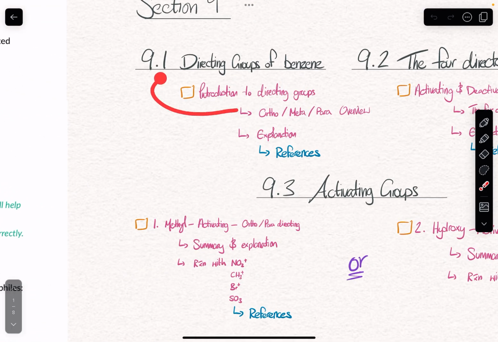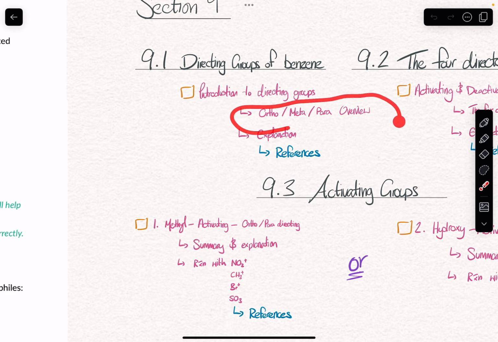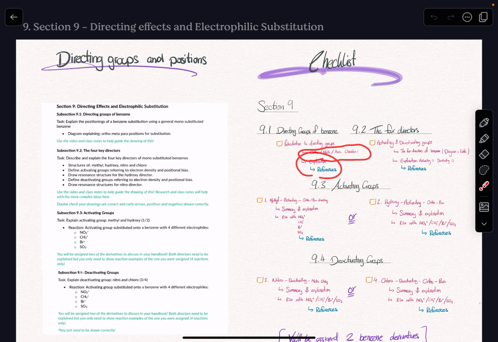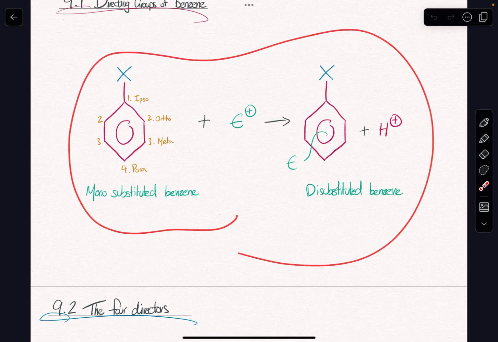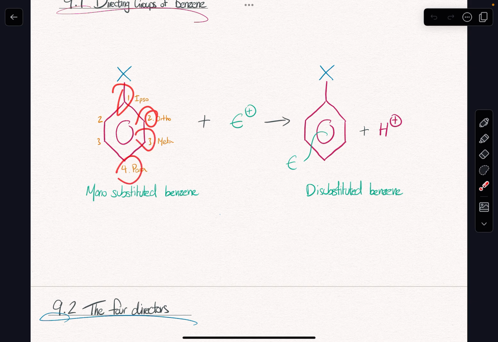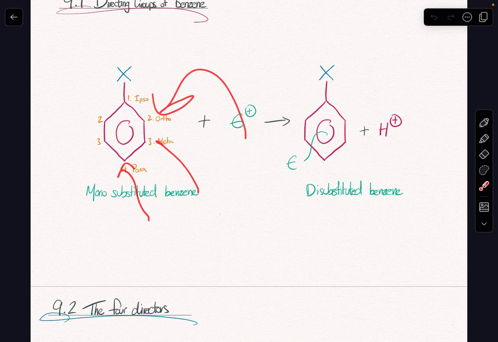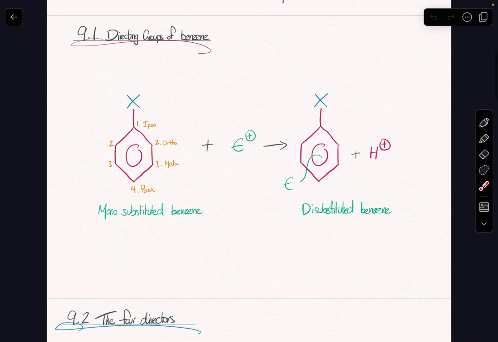So tell me about directing groups. I want you to tell me about the ortho, para, and meta overview and some brief explanation here. So what would actually cover this is essentially what I've just covered. So this reaction here with this diagram, so you can see here, ipso, ortho, meta, and para. Something that tells me where those positions are. Some brief explanation saying that the group attached to the benzene will direct the electrophile to a preferred position of ortho, meta, or para, depending on if this is activating or deactivating. Some type of summary like that is going to be good enough for me for this particular section 9.1.